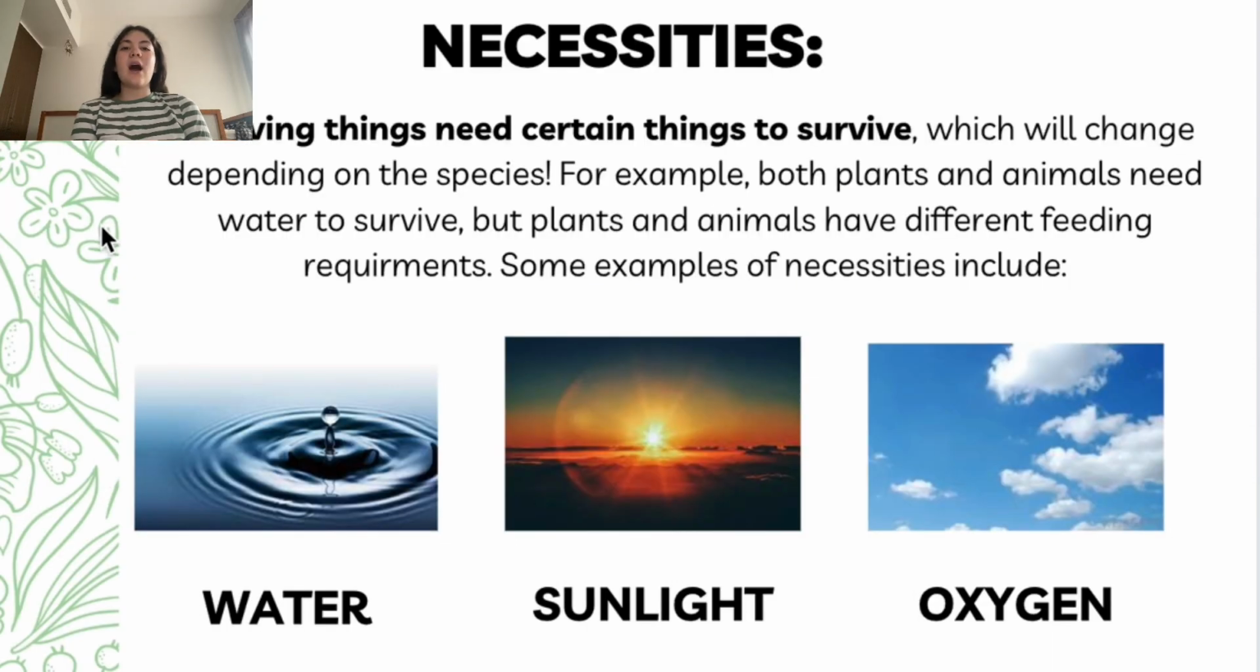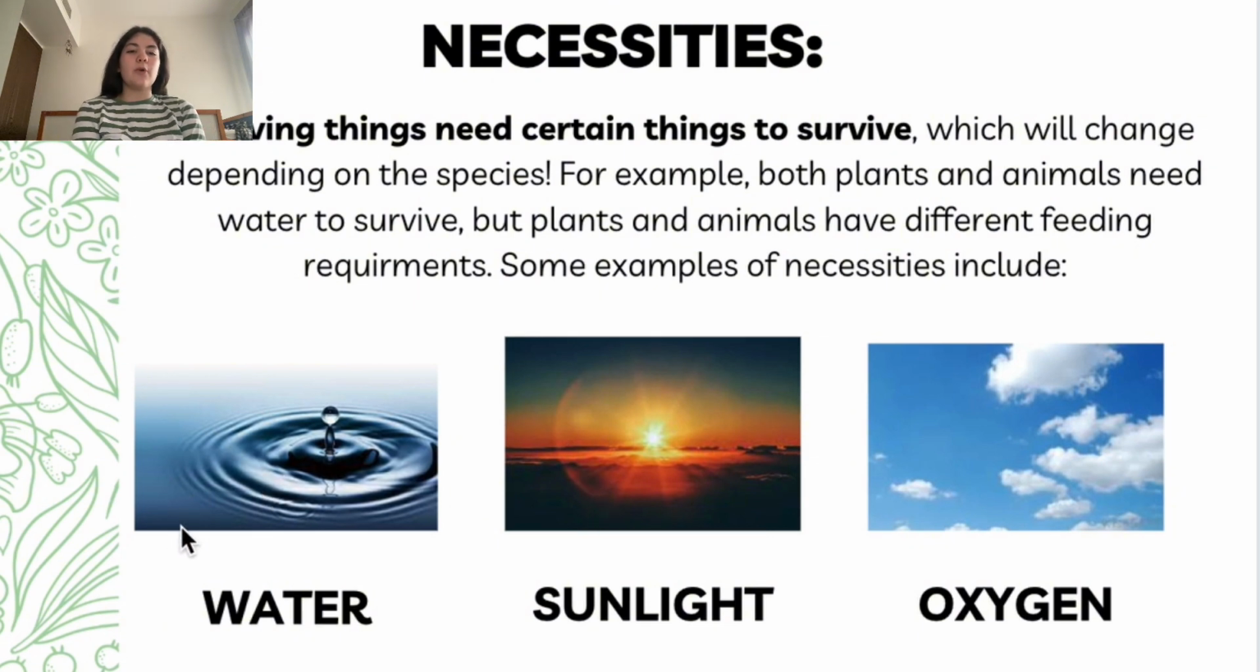Necessities. Now let's talk about what living things need to survive. Living things, just like you and me, need certain things to survive and stay happy and healthy. But these things will change depending on the species. Just like you need food and water to stay healthy, plants and animals also have their own needs.